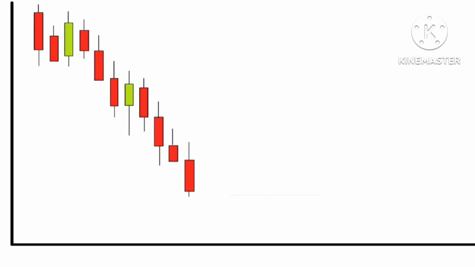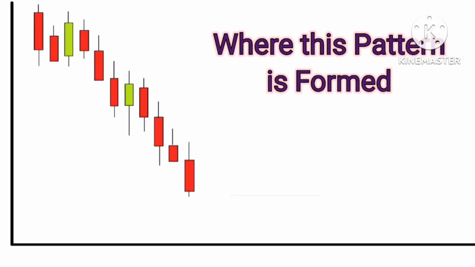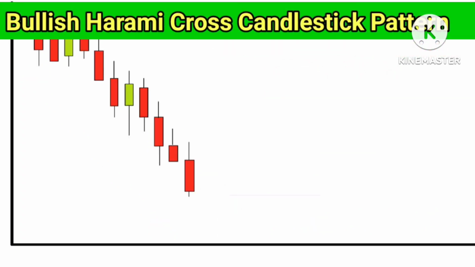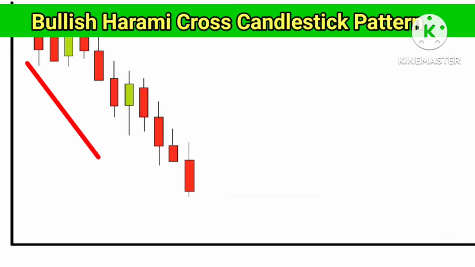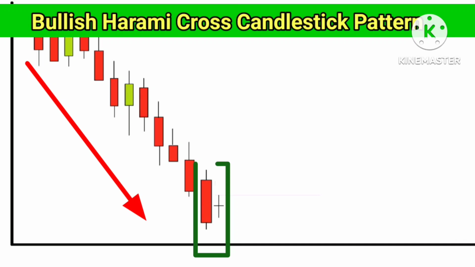Now let's see where this pattern is formed. As it is a bullish reversal pattern, this bullish Harami cross pattern is formed after a downtrend at a support level, and it is a good signal of trend reversal.